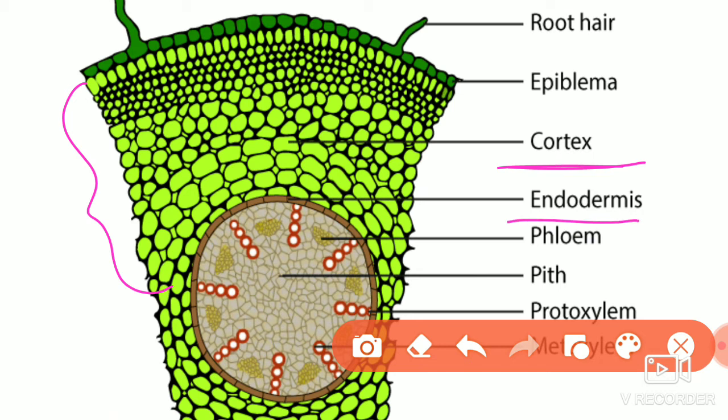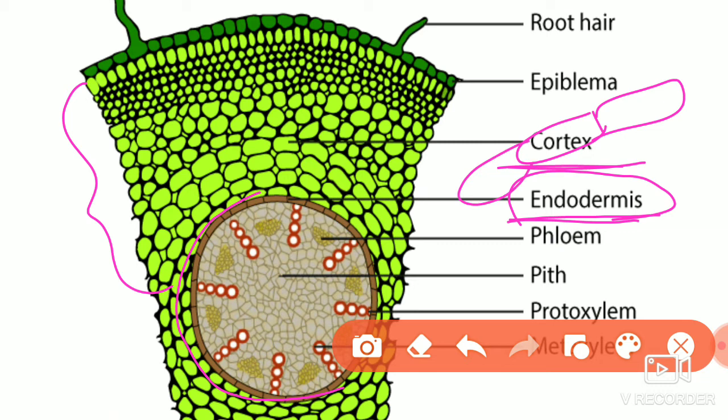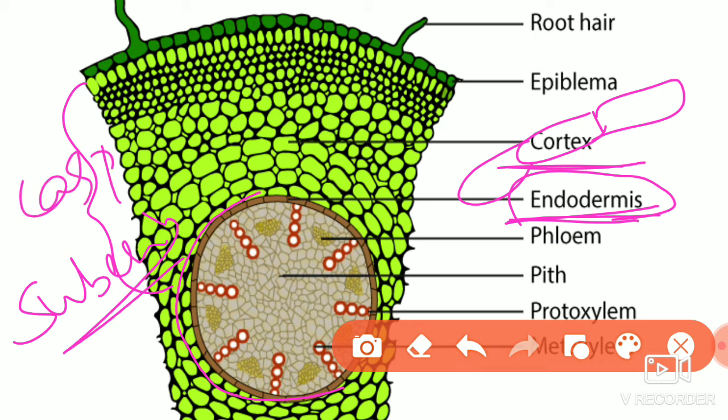Then the endodermis. Here you can see it a little more clearly compared to the dicot root. In the dicot root the endodermis is also present. The endodermis in the monocot root is a single layer of barrel shaped cells. Those endodermal cells are the same as in the dicot root, and they also produce a chemical, suberin, which forms the Casparian strip.